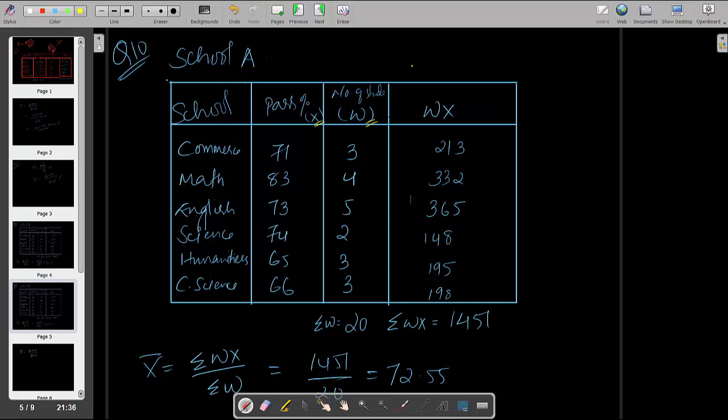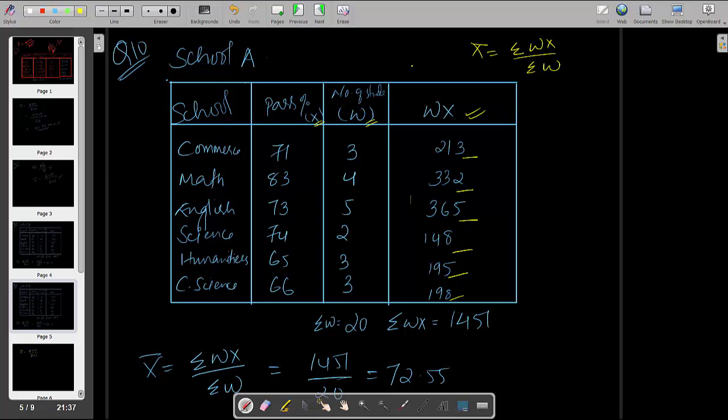This is the value w, and just like the formula, mean is equal to sigma wx by sigma w, we have to find out the sum of wx. So we have written here wx. You can calculate this one. 71 into 3, you will get 213. 83 into 4, you will get 332. 73 into 5, you will get 365. 74 into 2, 148. 65 into 3, 165. And 66 into 3, 198. So this is what you will find if you multiply x and w.